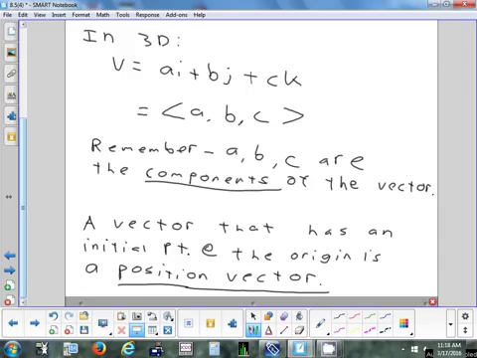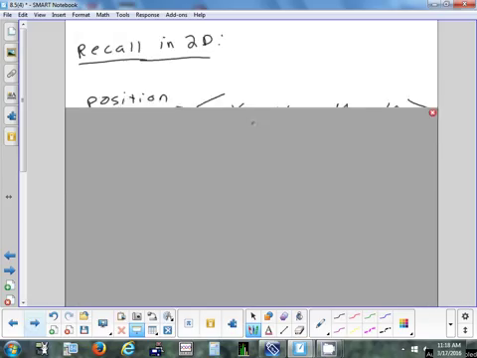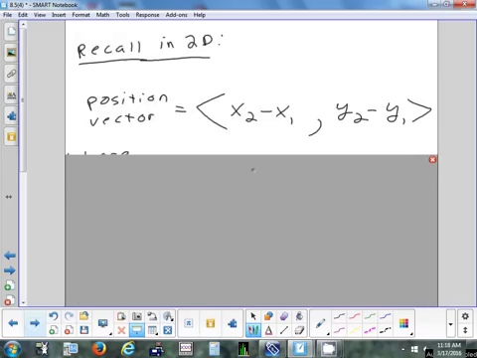Okay, you already have this from 2D, but I'm mentioning it again because it's also true in 3D. If you draw a vector that starts with its initial point at the origin, it's a position vector. Same thing we had in 2D. So in 2D, this is how you found a position vector. Again, you already have that formula from probably Monday.